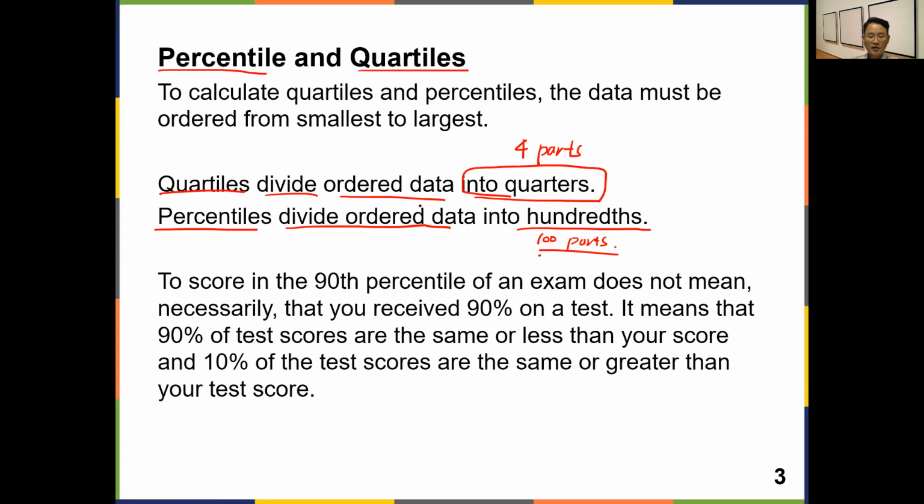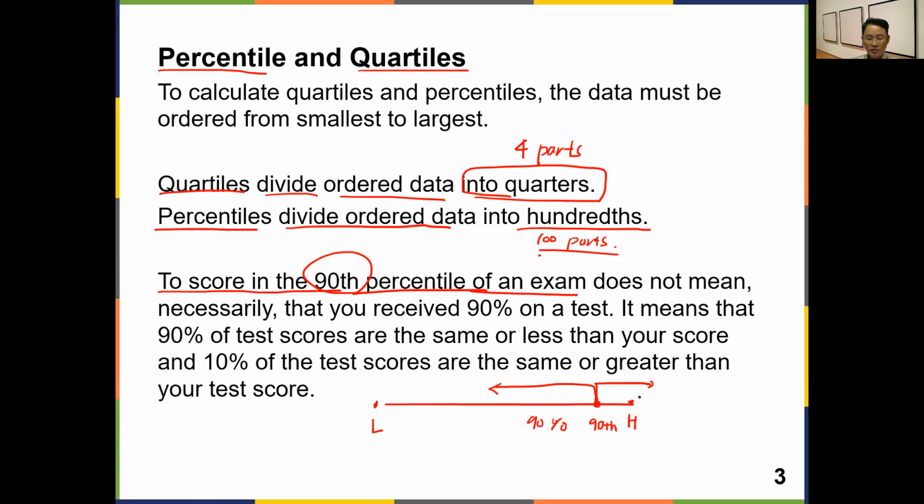Quarters. Okay, so let's say you score in the 90th percentile on an exam, what does that mean? That does not necessarily mean that you got 90% of the answers correct. It's not what it means to be in the 90th percentile. That means from the lowest score to the highest score, you cut that into 100 pieces, and your 90th percentile is right here. That means below you, 90%. Above you, out of 100, it's going to be 10%. That's what the 90th percentile really means.